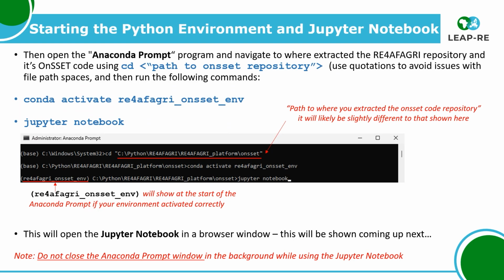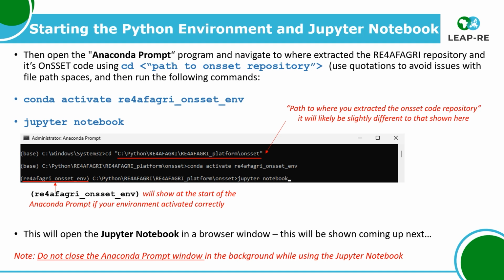To start the Python environment and Jupyter Notebook on your computer to run the OnSSET code, follow the instructions below. Pause the video if you need to be able to follow the instructions and copy-paste them. First, you'll need to navigate to the path of where you have installed the OnSSET folder of the RE4AFAGRi platform, such as this below. Your path will likely be different from mine.